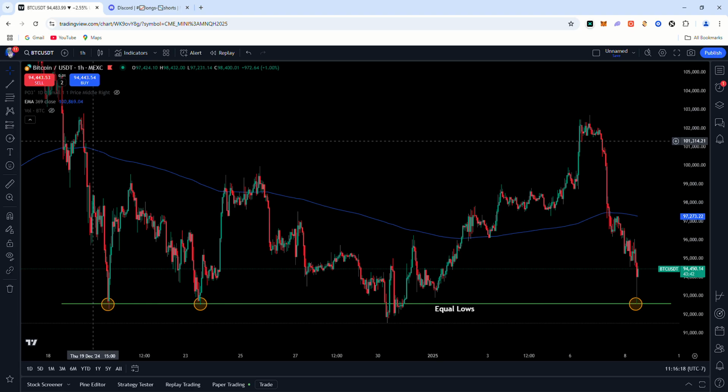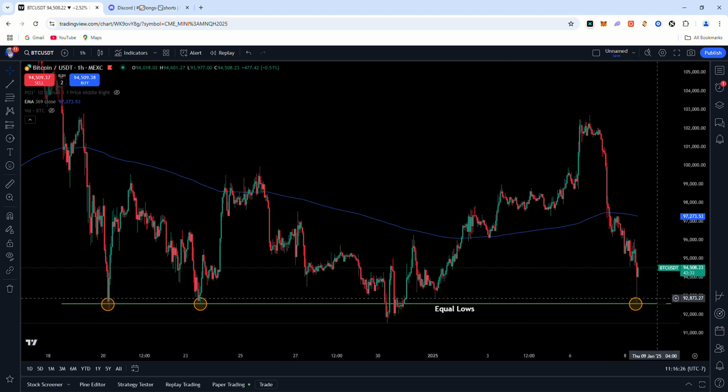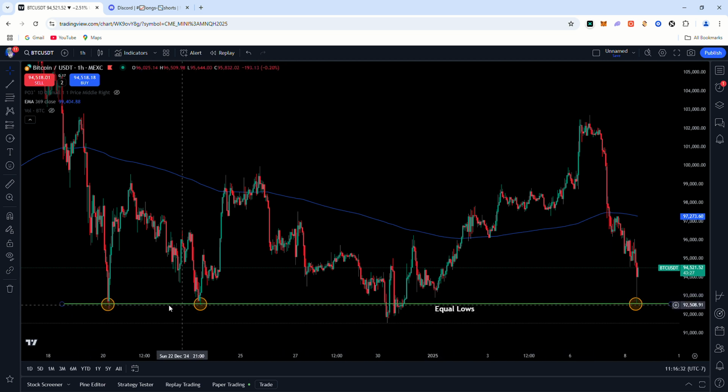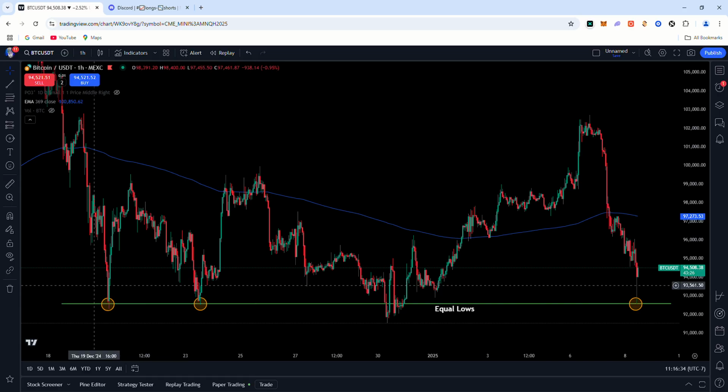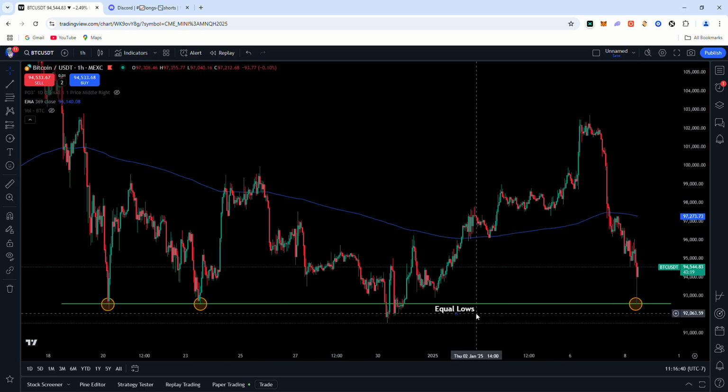And equal physically, right? So equal in time, basically. Price, it's at the same price, at the same level. And space, right? Physically, it's at the same point physically. It's on this horizontal line, right? So they're equal lows, right?